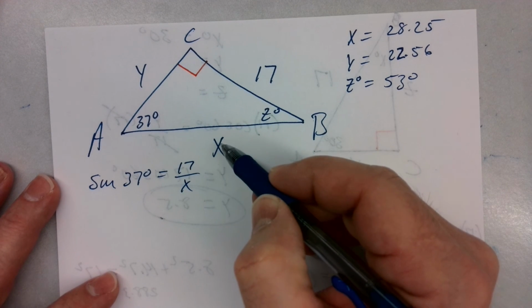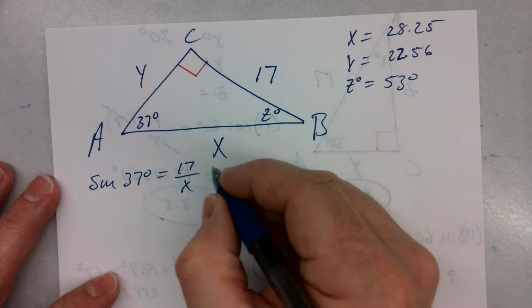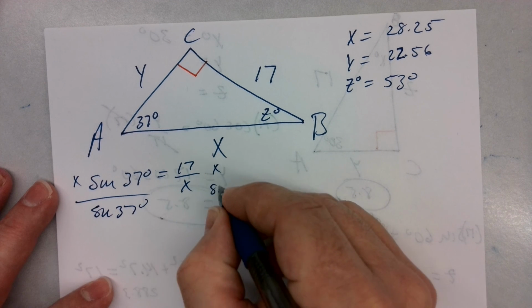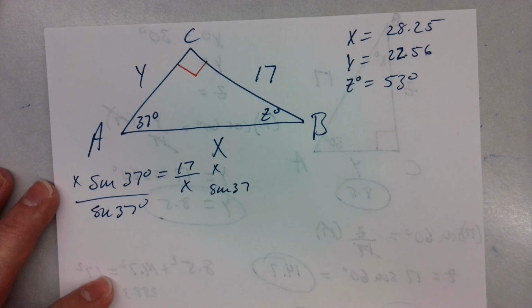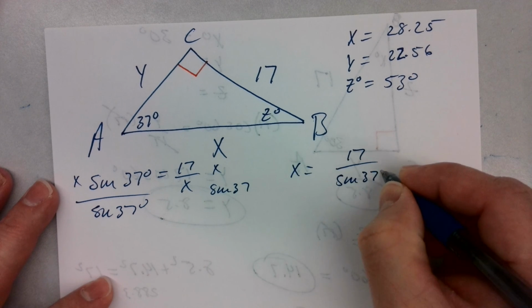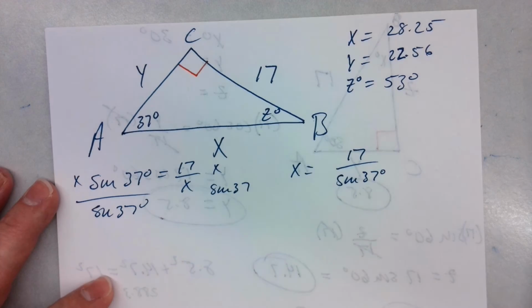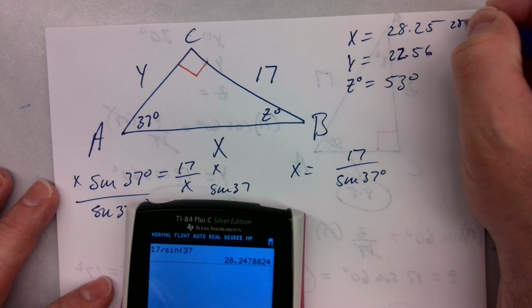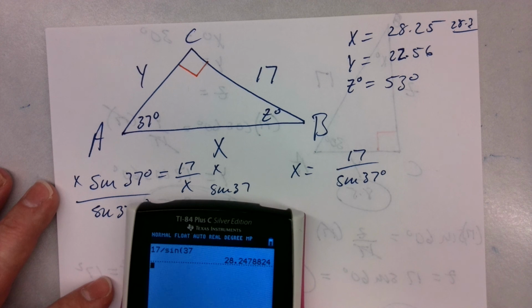Opposite over hypotenuse, isn't it? Well, times by x, divide by the sine of 37, right? That's going to give me x equals 17 divided by the sine of 37 degrees. Let's see what my calculator says. 17 divide sine 37, enter. I get 28.247, which rounds up to 28.25. I would have probably gone all the way to 28.3, but whatever.